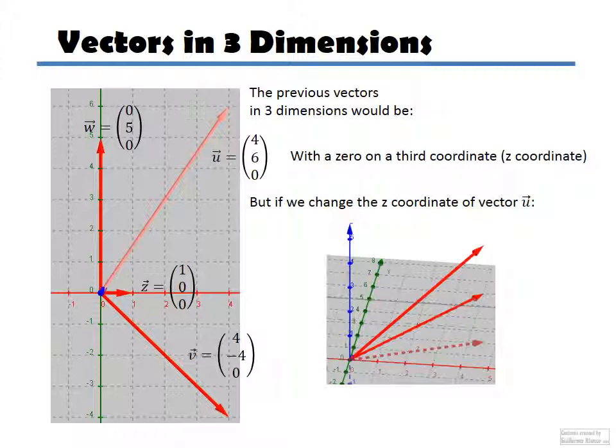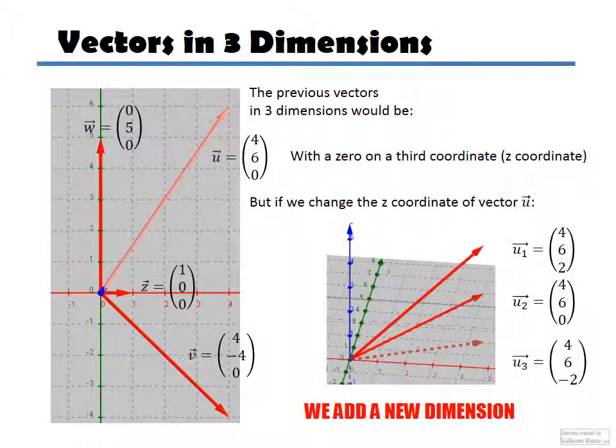This is vector u, the one that I have over here, 4, 6, 0, and this is vector u with a different coordinate in the z-axis, and here with a different coordinate in the z-axis. You can see how this works. And that's how we add the third dimension.